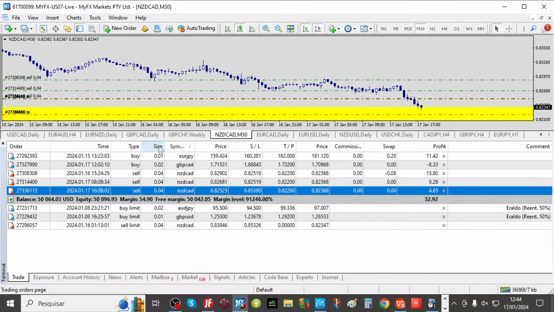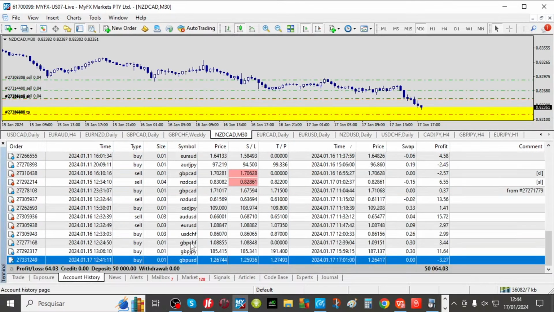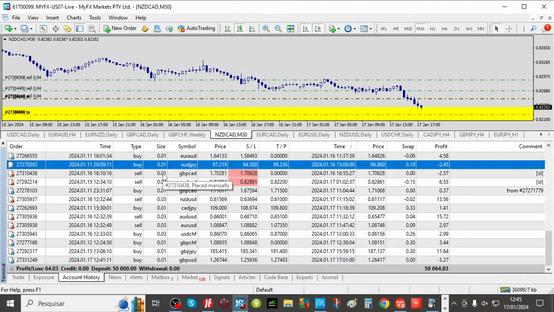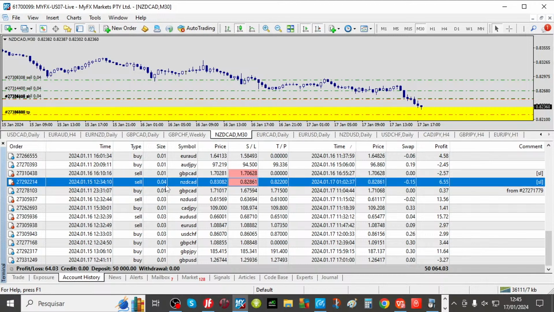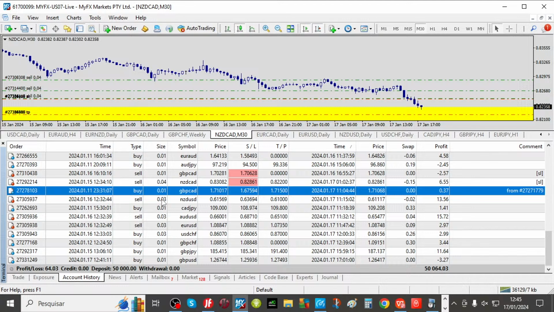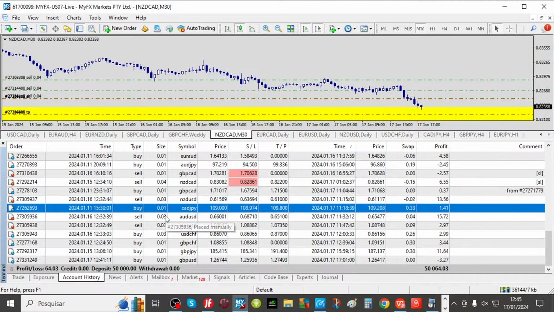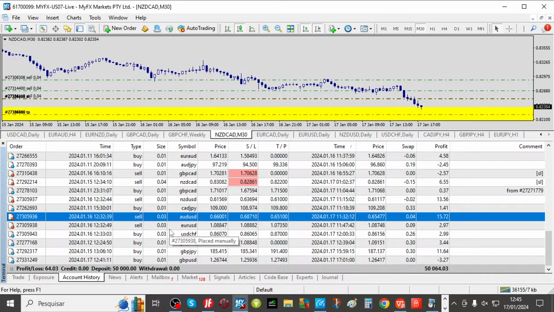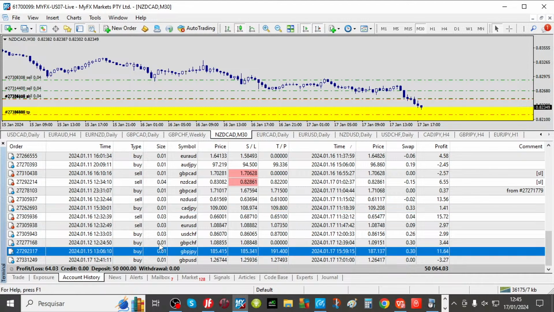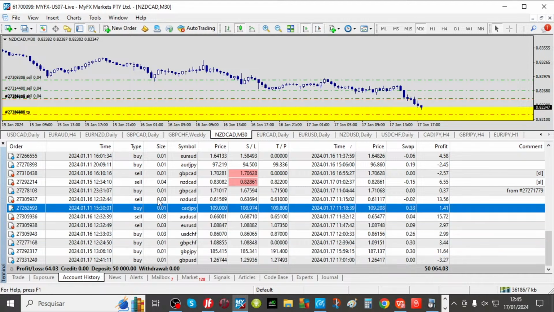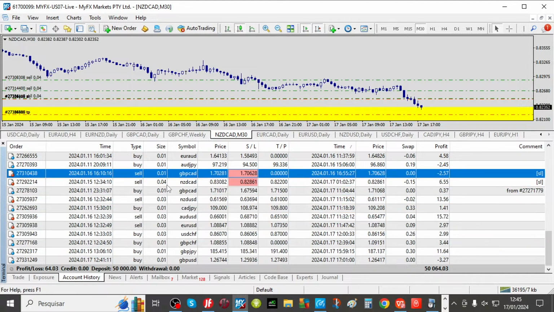Seeing here, everybody? Let's go to account history. Can you see 0.01, 0.01, 0.01, 0.04, 0.01, 0.03, 0.01, 0.03. Can you see it, everybody? So this is how you manage risk in simple terms.